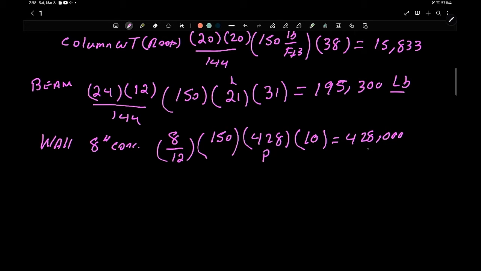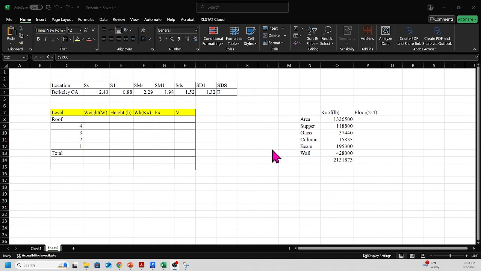428,000. A lot of times the designer uses 50%. Instead of using the entire wall length, they use half. I'm being conservative, so I'm going to use the entire wall. Now I'm going to come back to my Excel and put the wall here, and then I got the total here.